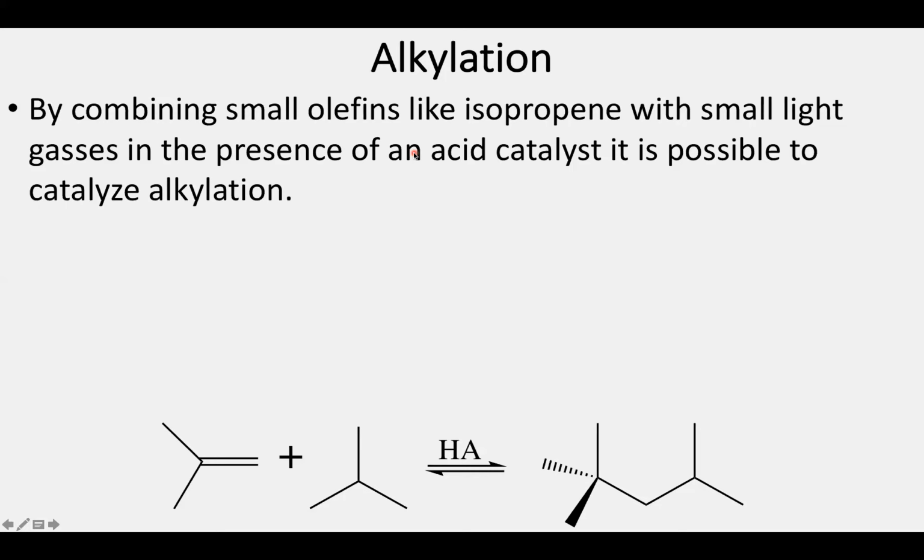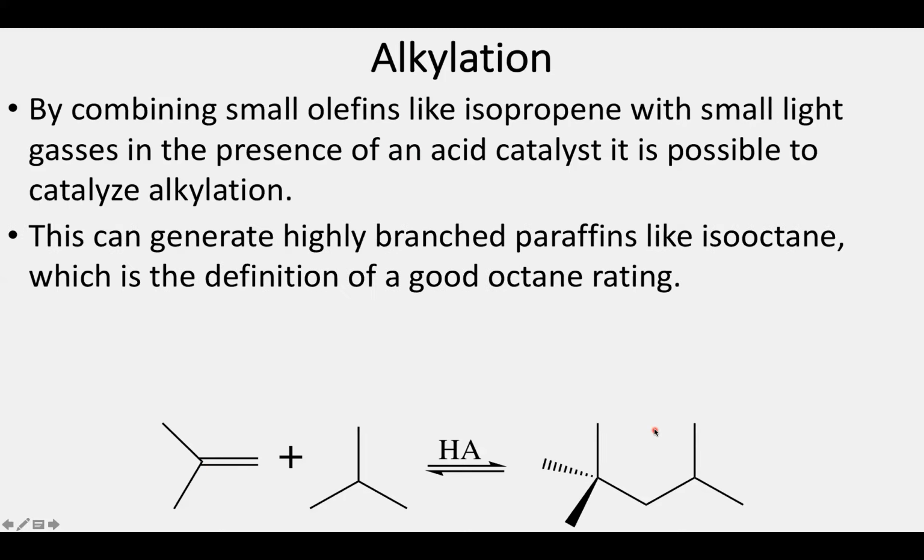So what this essentially does is you're combining a mixture of your olefins with some of your paraffins in the presence of an acid catalyst, and you're essentially going to cause these mixed and highly branched species. So this alkylation process is really good at making highly branched species like isooctane.